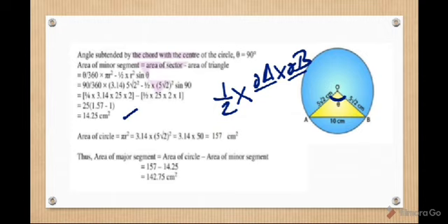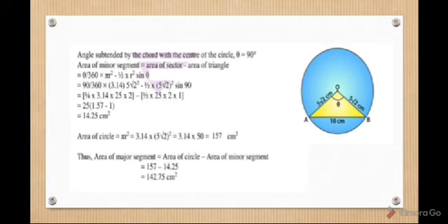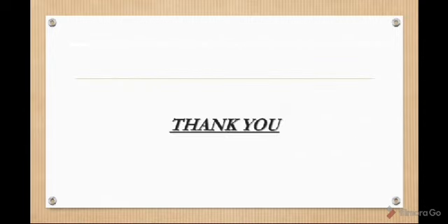Okay, so the area of minor segment will be 14.25 centimeter square. Now area of major segment will be area of circle minus area of minor segment. Just do the subtraction, you will get the area of major segment. In this way you have to solve this question.